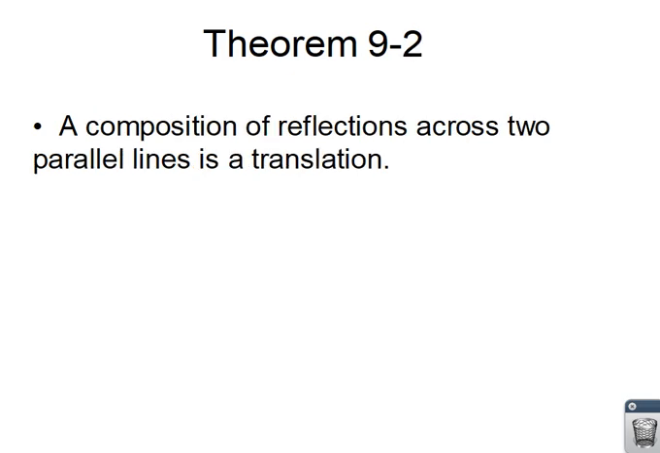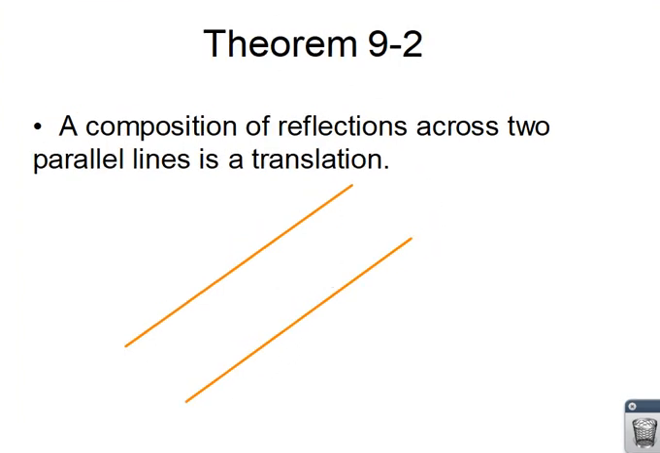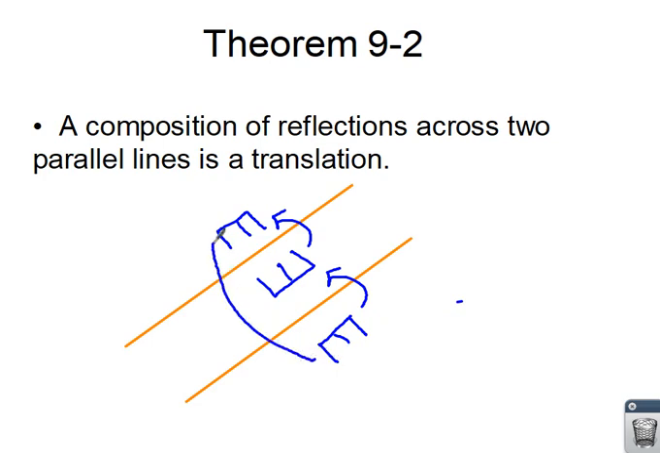Second one, a composition of reflections across two parallel lines is a translation. So say you have two sets of lines here. We'll draw parallel lines. And you take a shape and flip it across there twice. So let's say I have the letter E. And I flip it. So it went from here to here. And then it went from here to here. It would flip it back. Like that. It's the same thing as if I would have just slid it over.